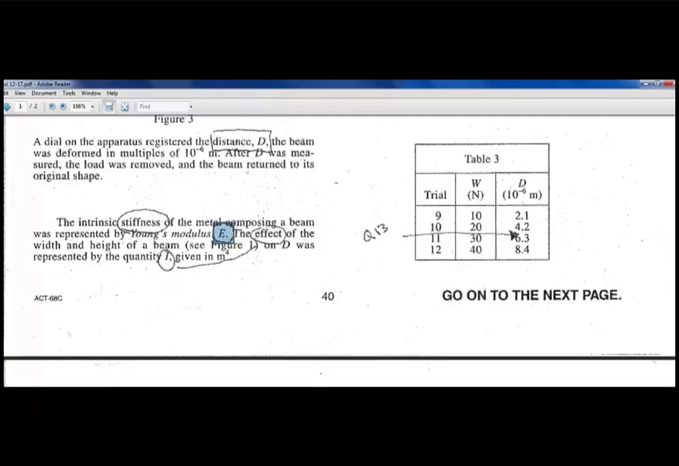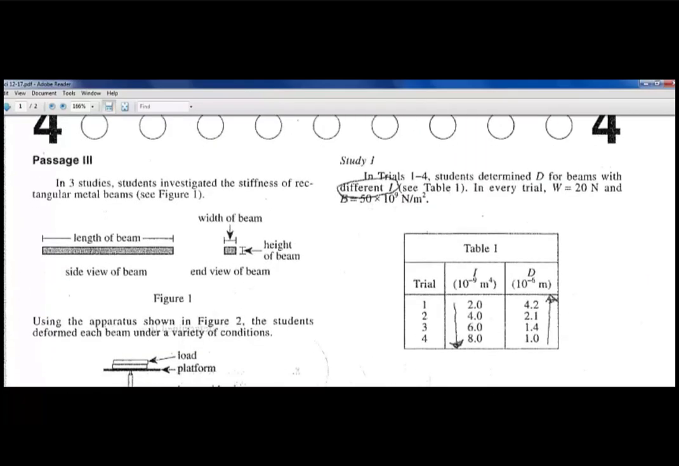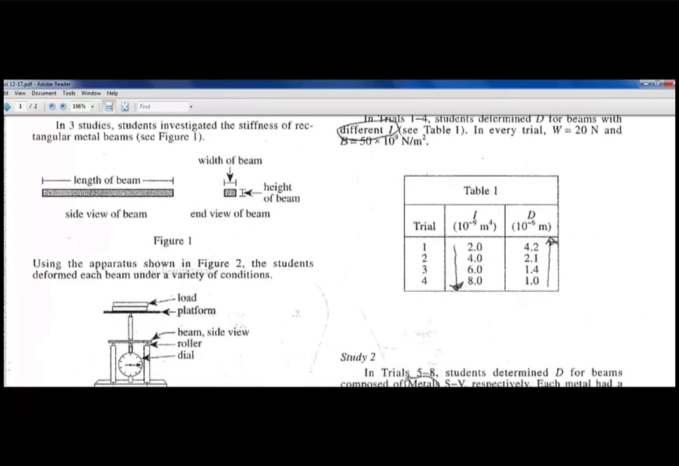When we go over here, let's go into study 1. And you see in study 1, we're dealing with I, which is the size, shape of the beam. And you'll notice that we put our arrows in as we increase the size and shape of the beam. The distance it's transformed goes down. That means a small, less thick beam is going to bend more. As you increase a thicker, larger beam, it's going to bend less.